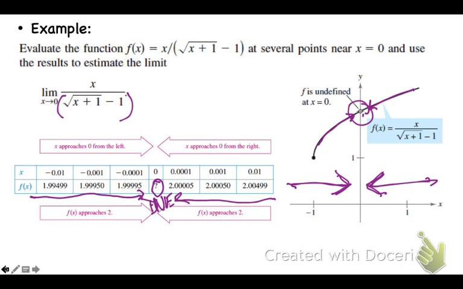How do I go back? When you put this in your calculator, it should be x divided by parenthesis, square root, parenthesis, x plus 1, parenthesis, minus 1, parenthesis. Put a parenthesis after that. After we've typed it in, what do we go to again? Table.